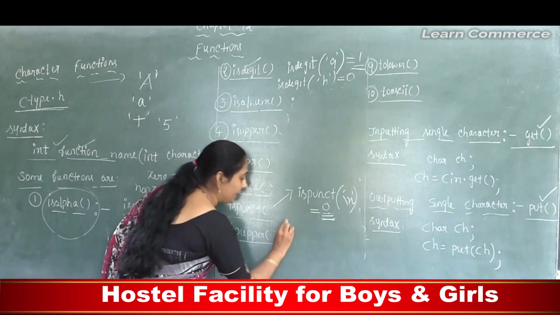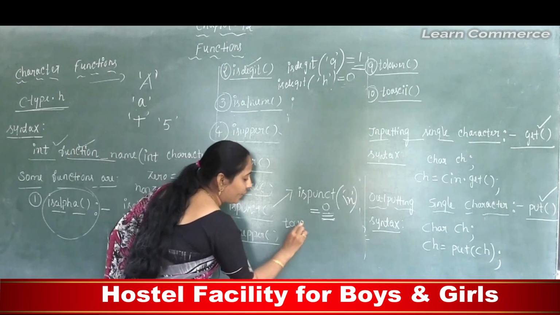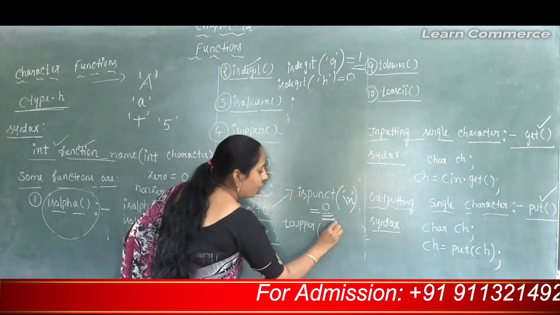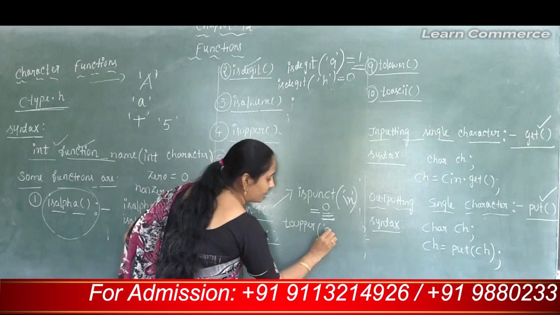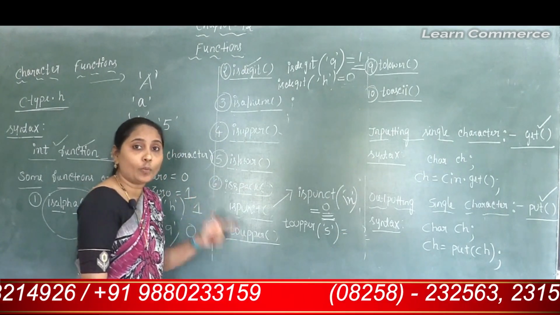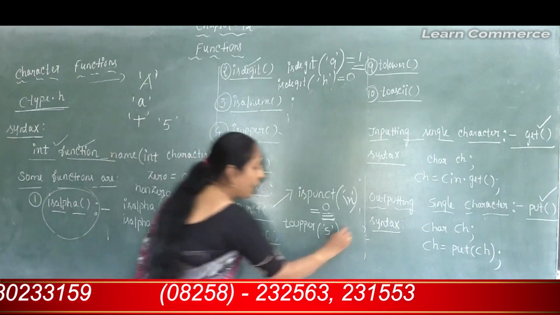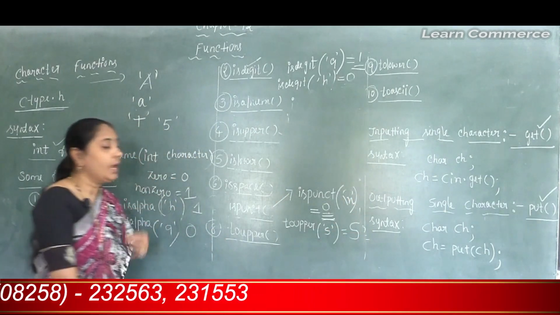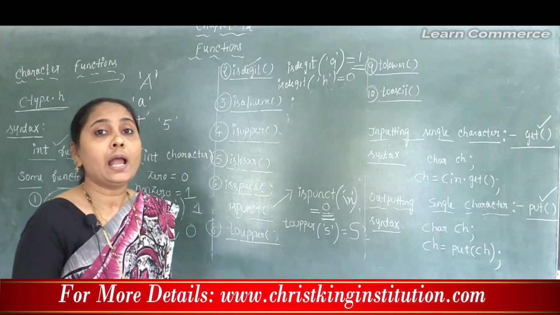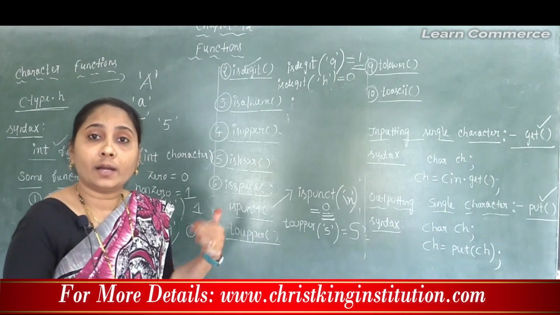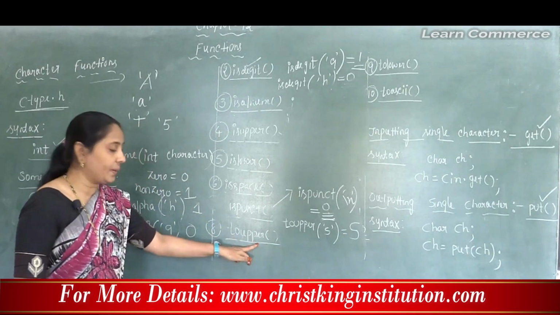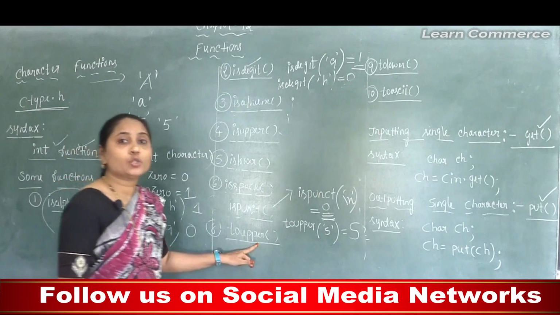So how do you write it? For example, toupper, no space in between. If you use the small letter s, it is going to convert that lowercase character into uppercase. Clear this point? The lowercase character you have taken, the function converts that character into uppercase. So this is the use of the toupper function.